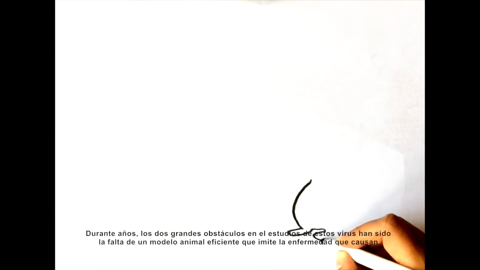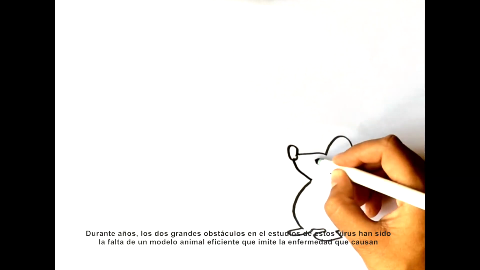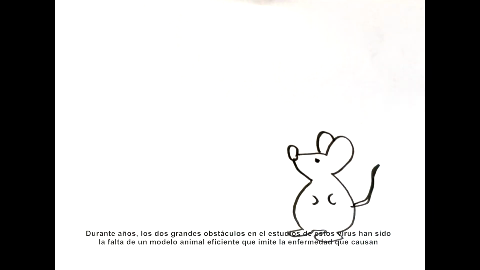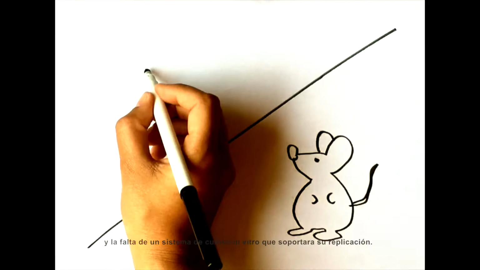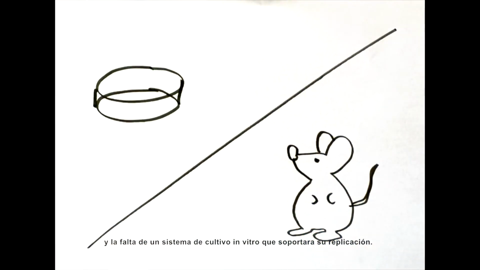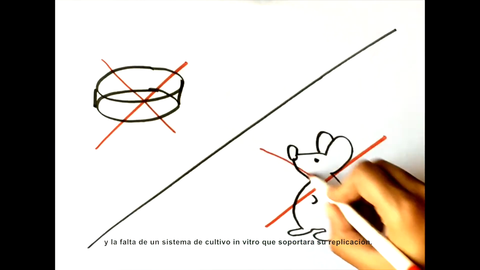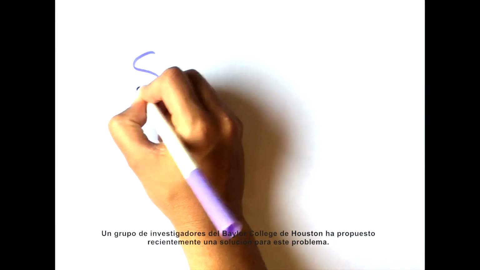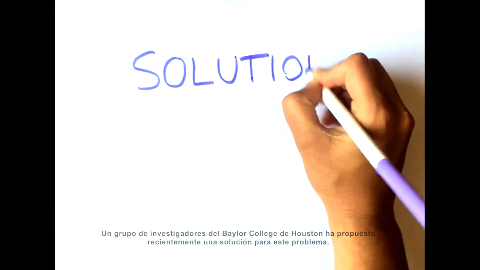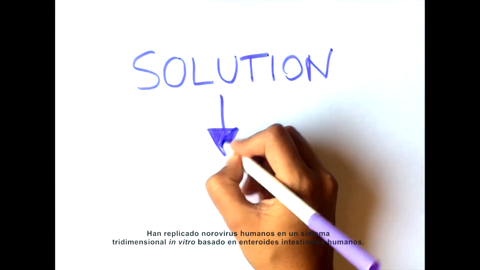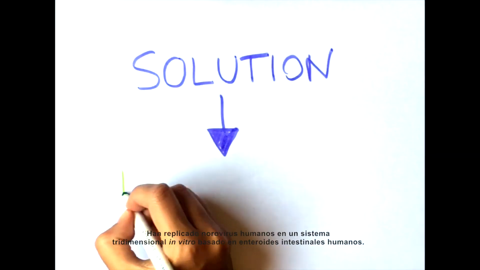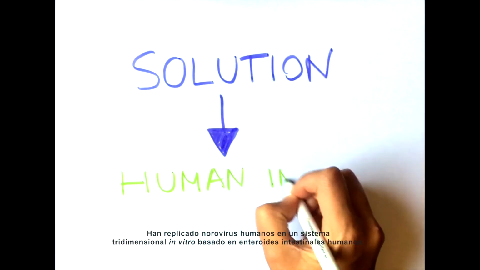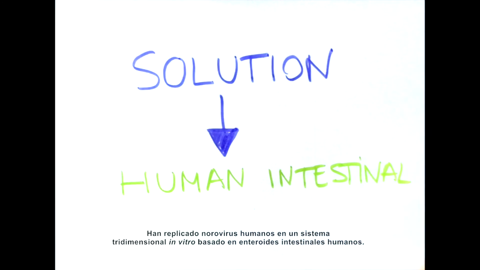The 2 main obstacles in the study of human norovirus are the lack of an in vitro culture system that supports the replication, and of an efficient animal model which mimics the disease. Baylor College researchers provided a solution to this problem. They replicated human norovirus in a 3-dimensional in vitro culture system based on human intestinal enteroids.